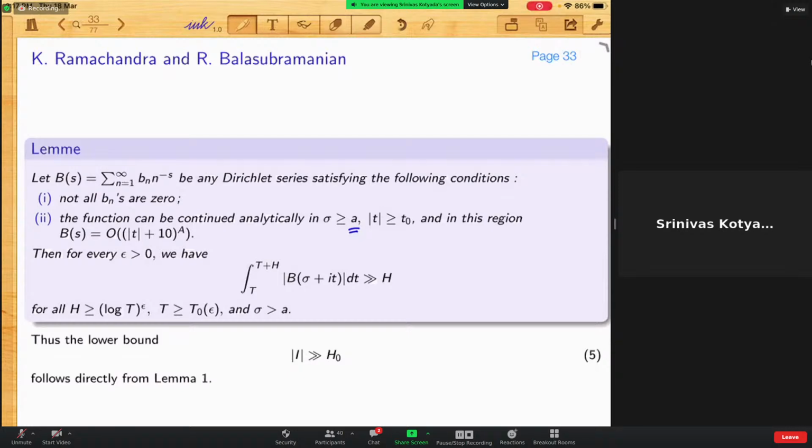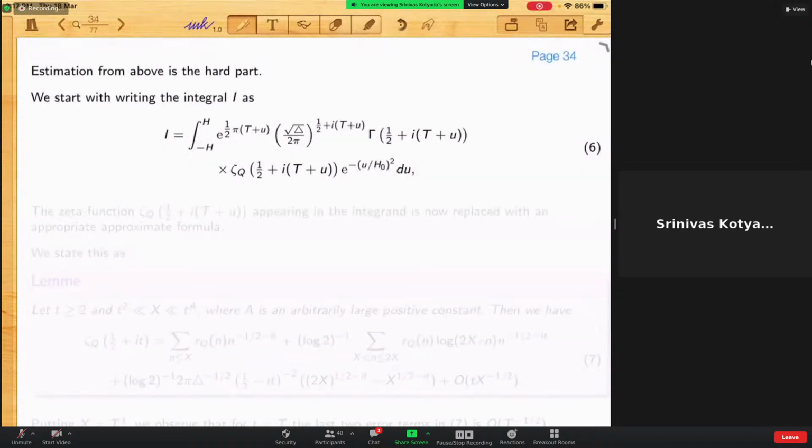As you saw before, Hardy and Littlewood could manage h only about t to the power 1/4 plus epsilon. Of course, for the zeta function, that was improved by Balasubramanian to t to the power 1/6 plus epsilon, and Karatsuba to 5/12 plus epsilon, and so on and so forth. So the hard part is finding an upper bound for the integral I.